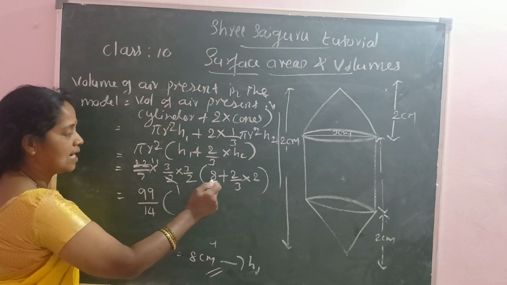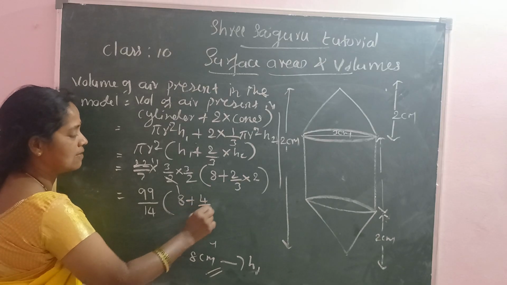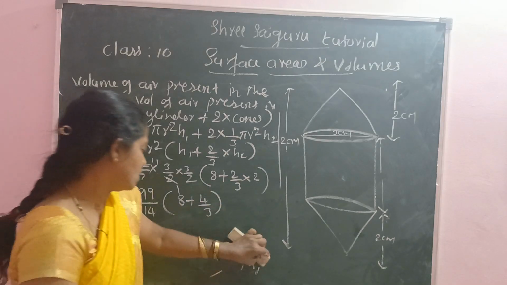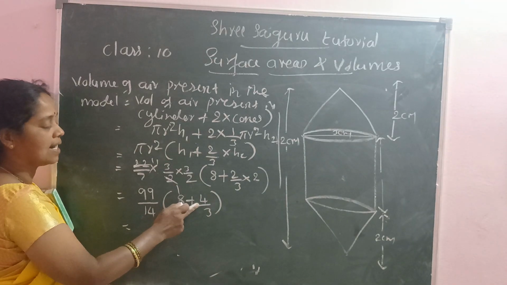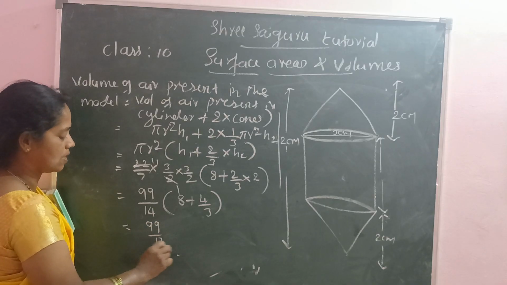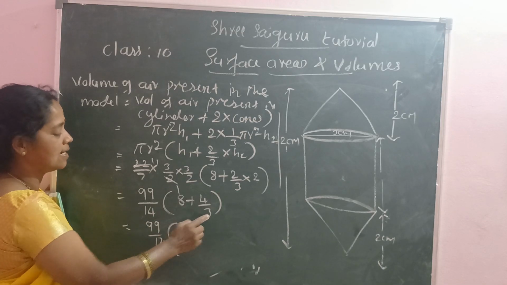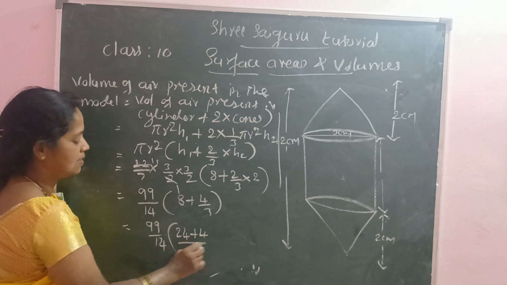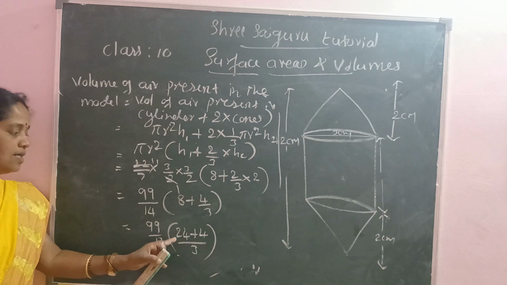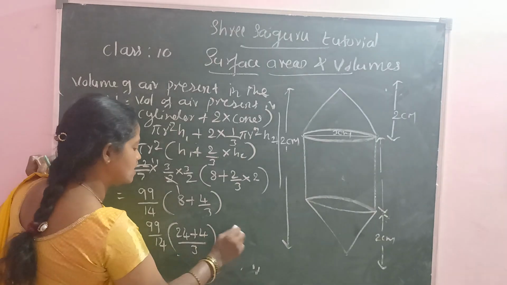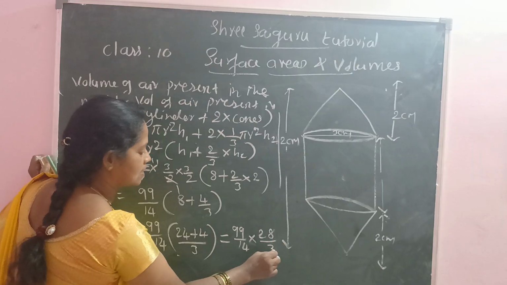And inside the bracket we have to simplify this calculation. What is this? 8 plus 2 by 3 into 2, that is 8 plus 4 divided by 3. When inside the bracket you have a whole number and a fraction, how to add these two? Very simple, do multiplication here. 3 8s are 24 plus 4 divided by 3. Then what we are getting here? 99 divided by 40 into 28 divided by 3.